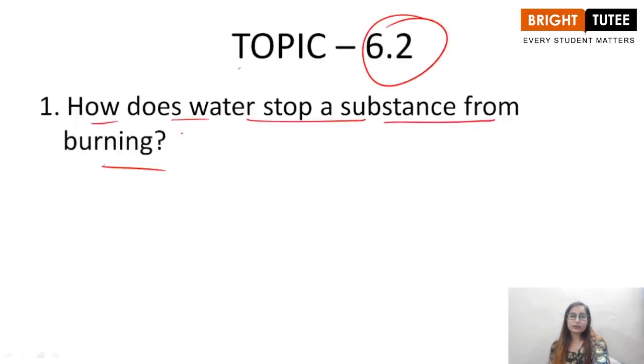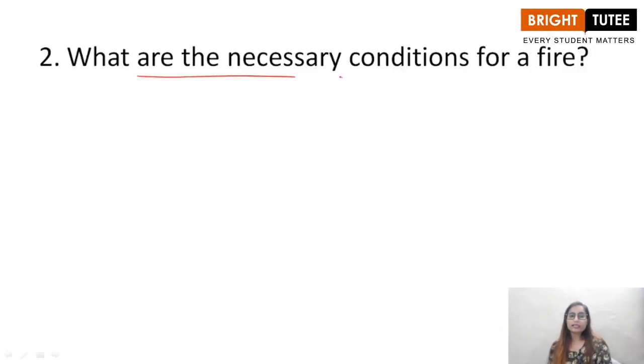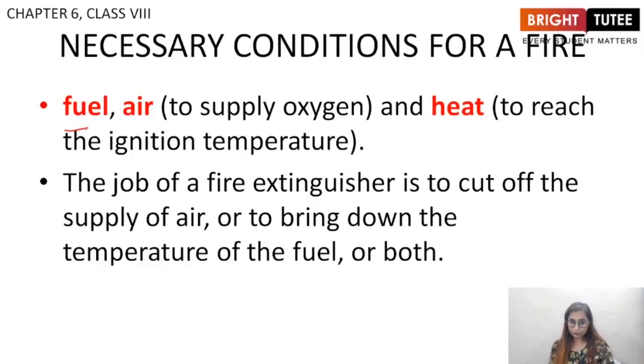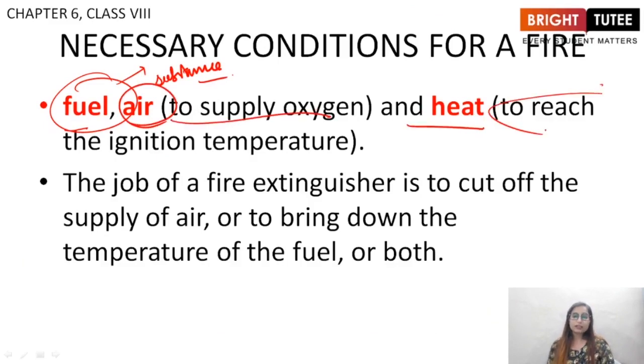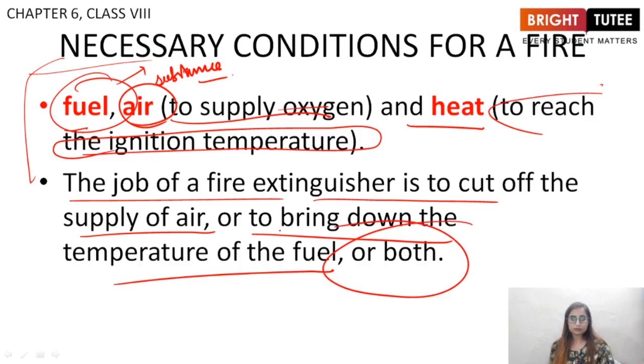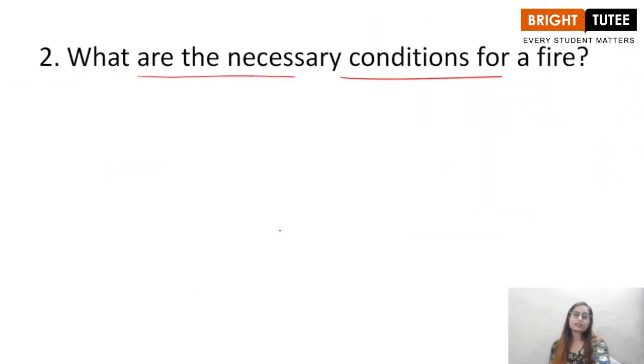Next question is, what are the necessary conditions for a fire? So the necessary conditions are fuel. Fuel is the substance that is on fire. It can be an entire building as well. Air to supply oxygen and heat to reach the ignition temperature, which is the minimum temperature required for a substance to catch fire. These are the 3 necessary conditions, and the job of a fire extinguisher is to cut off the supply of air or to bring down the temperature of the fuel or both.